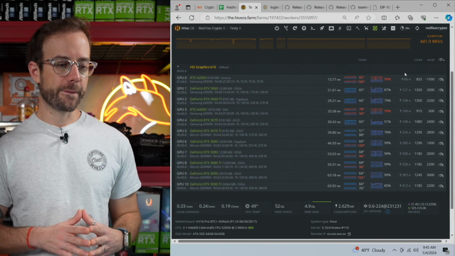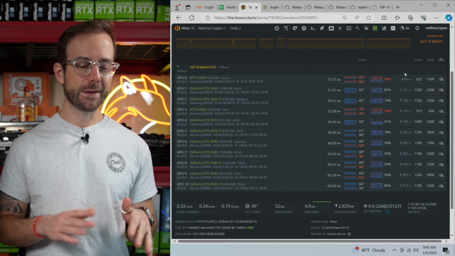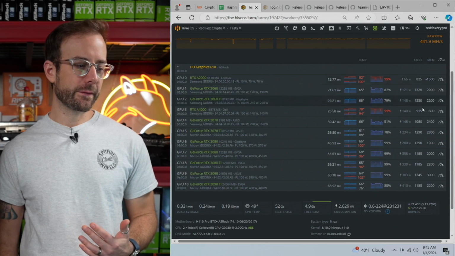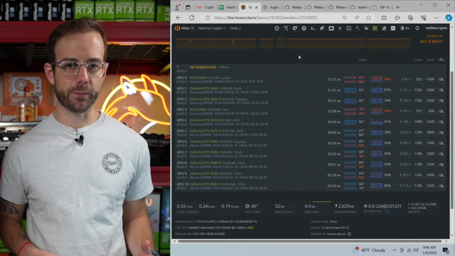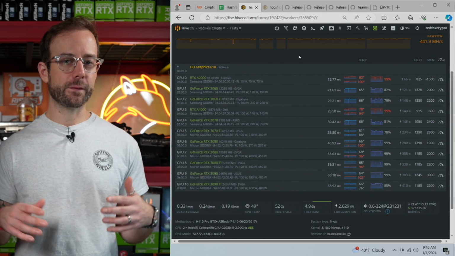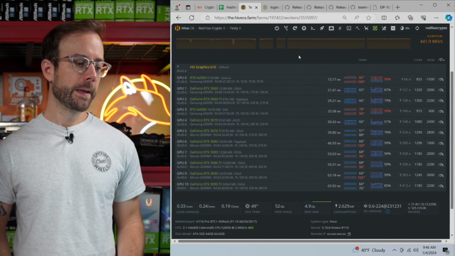Couple other things to note before we move on to benchmarking. The workstation cards, the A2000 and then the A4000 are just kind of like a beast of their own that take a whole different approach to overclocking, yet give some really nice efficiency.